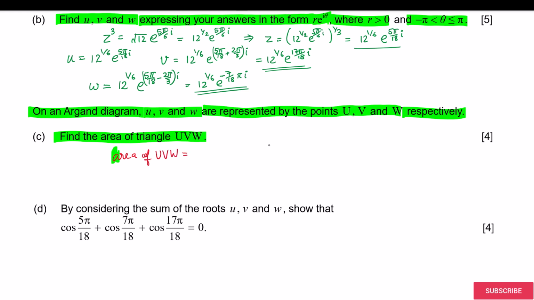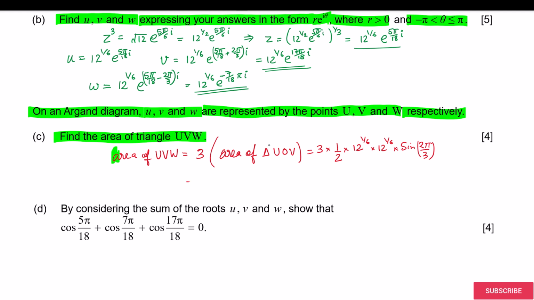Area of UVW is going to be 3 times the area of, if we take U and V, and the origin as O, the area of triangle UOV. The area of the triangle is half times the first side, which is 12 to the power 1 over 6, and the second side again 12 to the power 1 over 6 because they are the modulus, the same distance, and then sine of the angle between them, sine of 2 pi by 3.